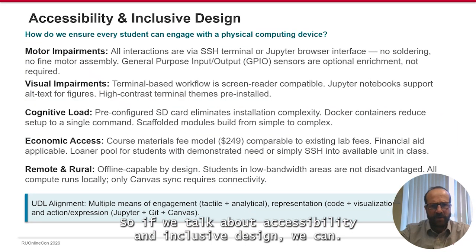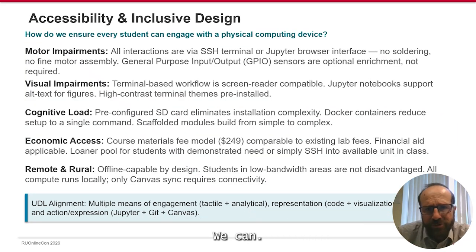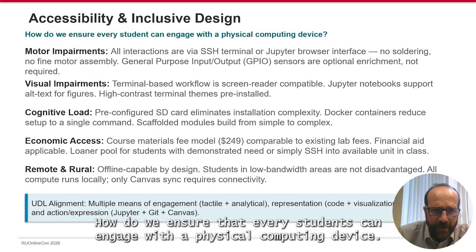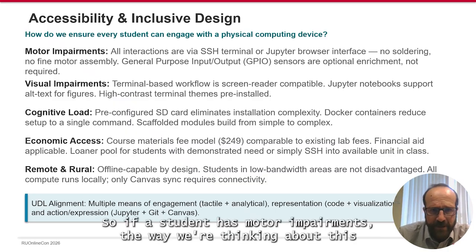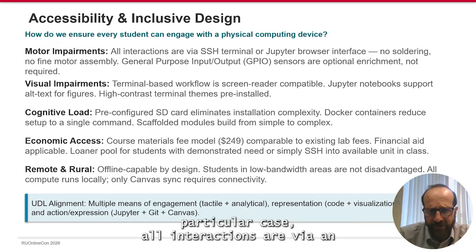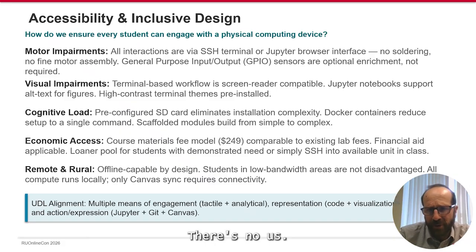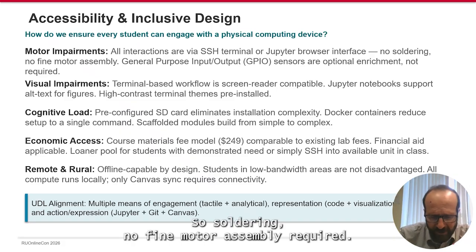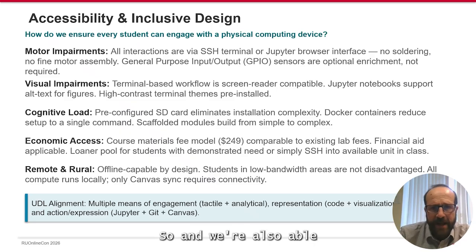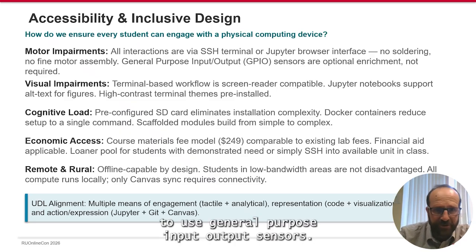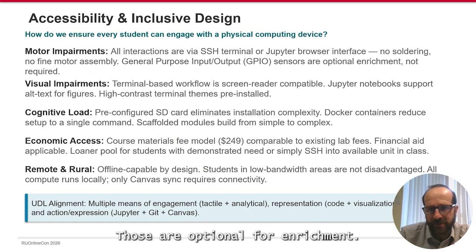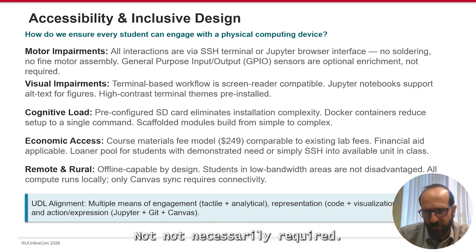So if we talk about accessibility and inclusive design, how do we ensure that every student can engage with a physical computing device? If a student has motor impairments, the way we're thinking about this particular case, all interactions are via an SSH terminal or Jupyter browser interface. There's no soldering, no fine motor assembly required. And we're also able to use general-purpose input-output sensors. Those are optional for enrichment, not necessarily required.